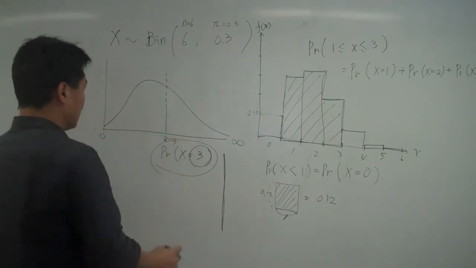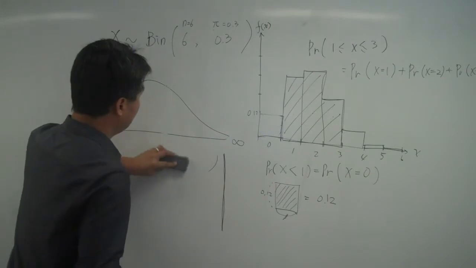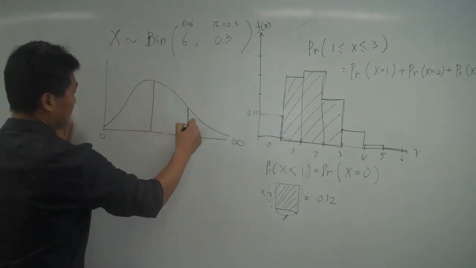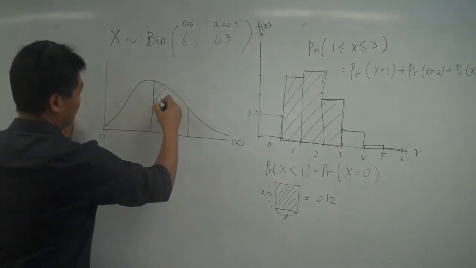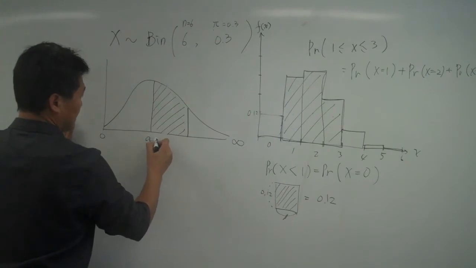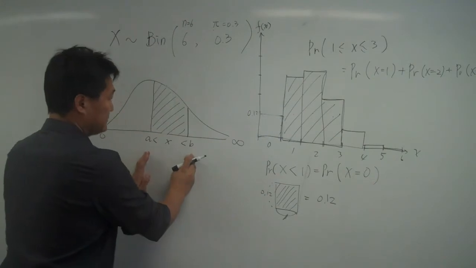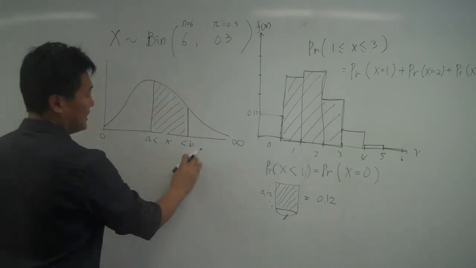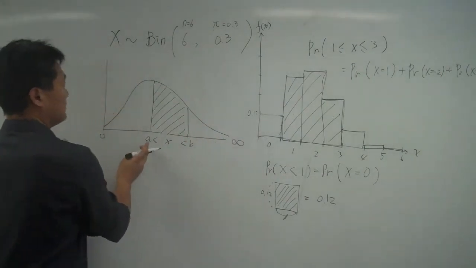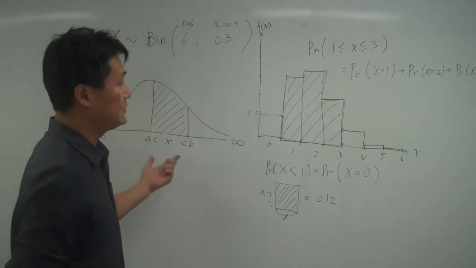So mostly for the continuous variable, we have to get the area under the curve which has some interval between A and B, or maybe bigger than B or smaller than A. That is what we are doing for continuous variable.